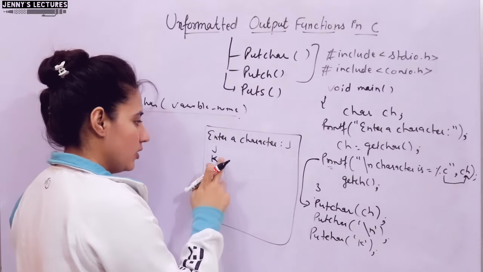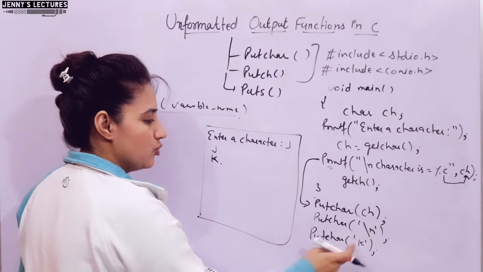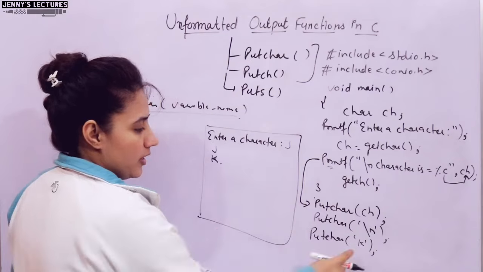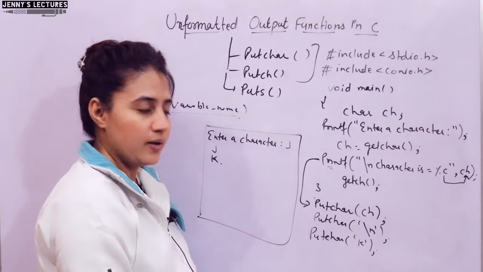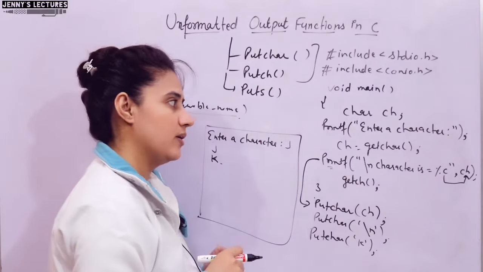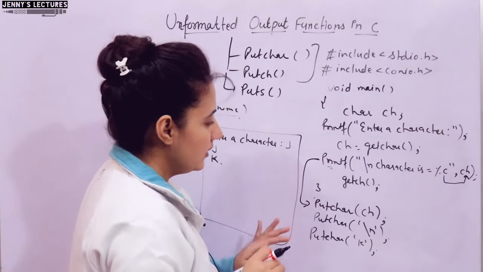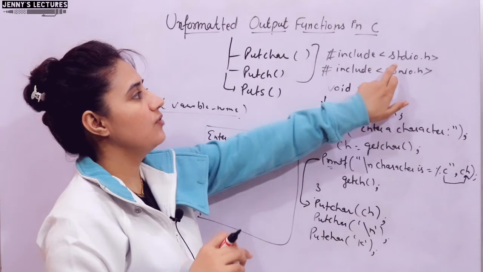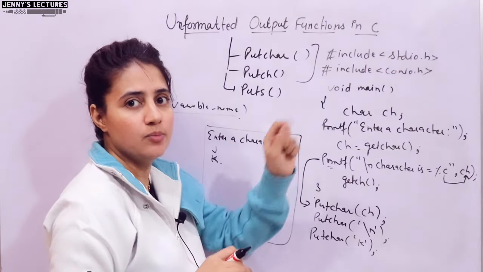If you want to move the cursor to the next line, you can again write putchar backslash n, right? So this is how you can write it. Here you cannot use a string, meaning multiple characters, as that will give an error. It is just to print a single character on the screen, and it is defined in the header file stdio.h, standard input output.